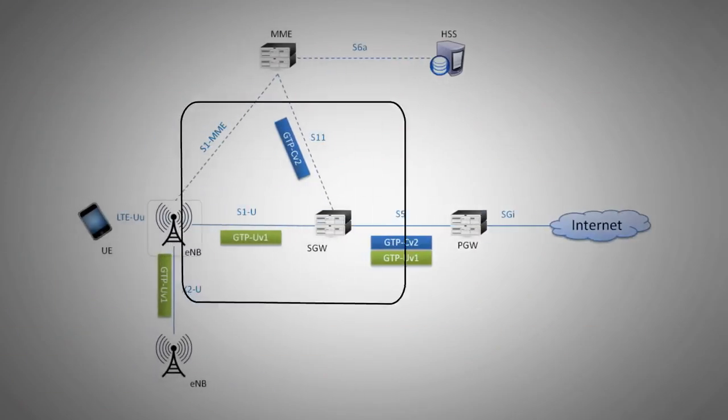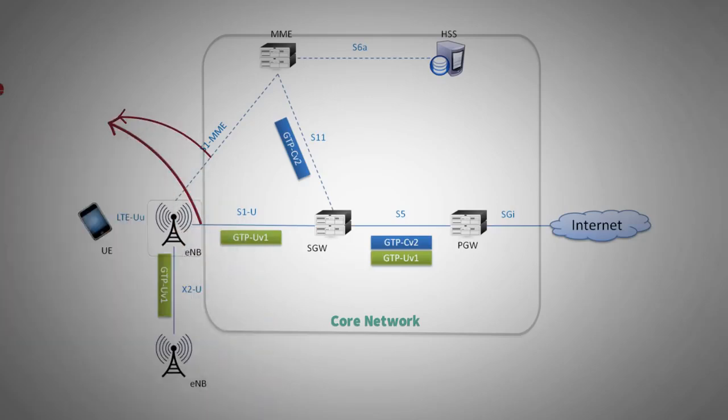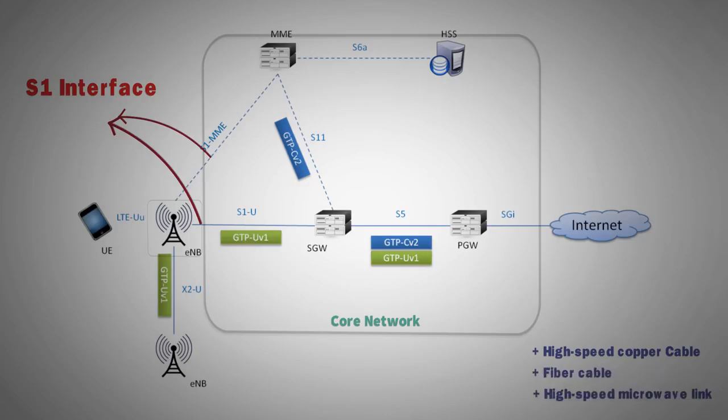Now, the interface between the base station and the core network is referred to as the S1 interface. It is usually carried either over a high-speed copper or fiber cable or alternatively over a high-speed microwave link. The S1 interface is split into two logical parts, which are both transported over the same physical connection. User data is transported over the S1 user plane part of the interface.